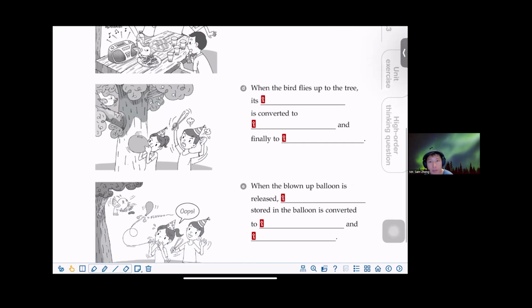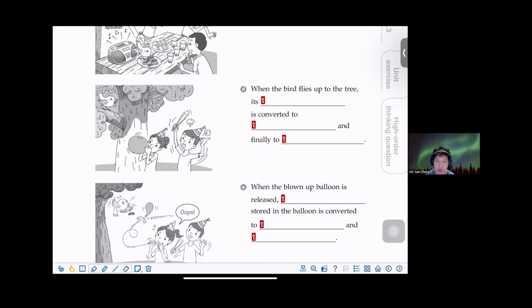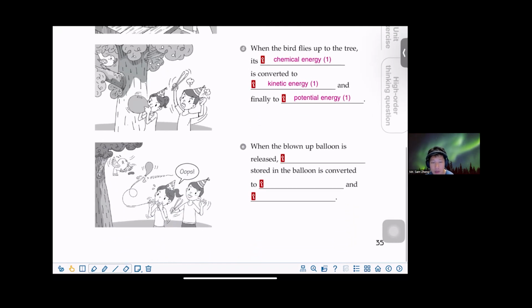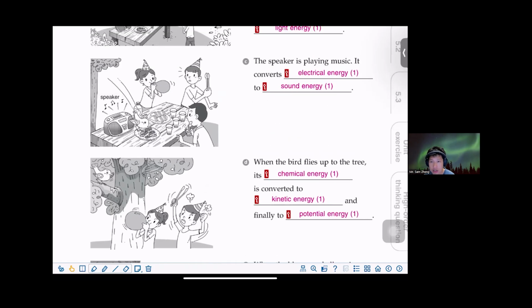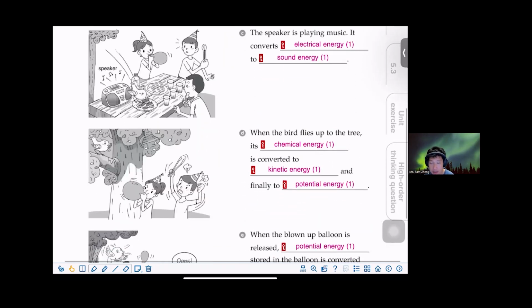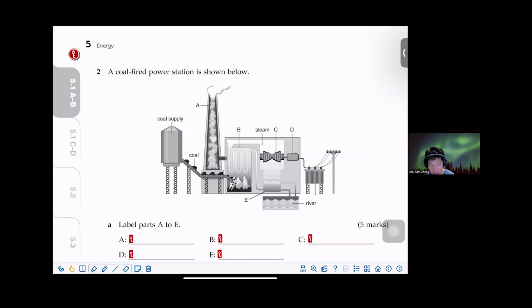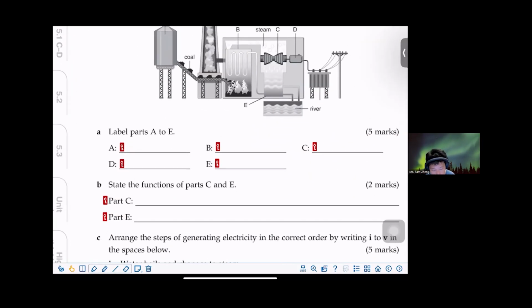Then the bird flies up to the tree. In this case, it is converting the chemical energy inside the body into both kinetic energy and also potential energy. Now, when the balloon is released, something stored in the balloon is converted. Mainly, it is the potential energy. The potential energy will be converted into kinetic energy and also sound energy. So we can see, if you did not write down the energy, please help me to write down the energy.